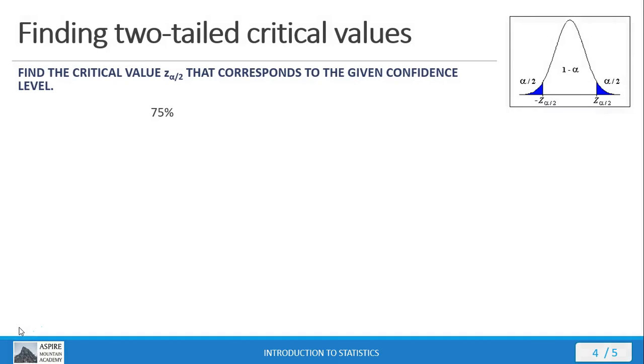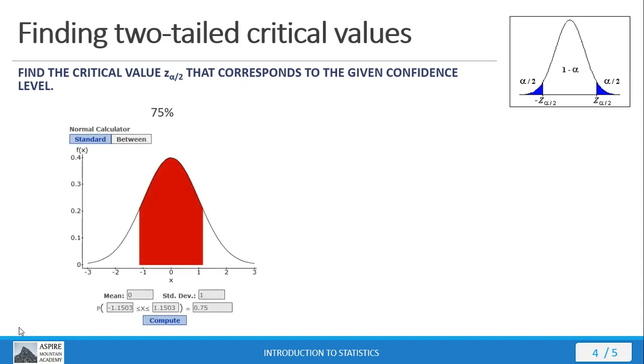Let's look at some two-tailed critical values. So we're asked to find the critical value z sub alpha over 2. We know this is a two-tailed critical value because we have alpha over 2 and not just alpha. That means alpha is split in half amongst the two tails, one on the left and one on the right. So if our confidence level is 75%, what would our critical value z-scores be?